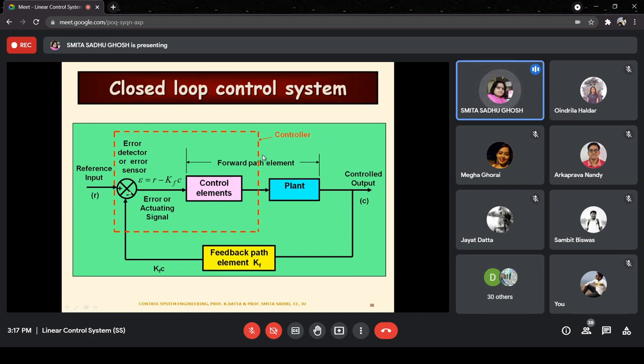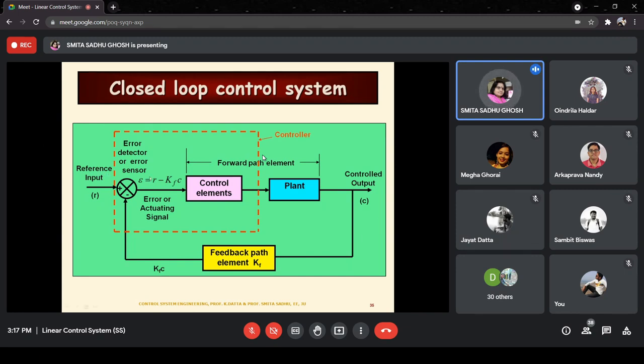Now, as far as the overall block diagram is concerned, you can understand certain things which are written over here yourself. So the control elements and the plant together make up what is known as the forward path element, right? So they come in the forward path as far as this block diagram is concerned. This yellow block over here is what is known as the feedback path element. As I told you, this in general will have some dynamics, the feedback path element as well.